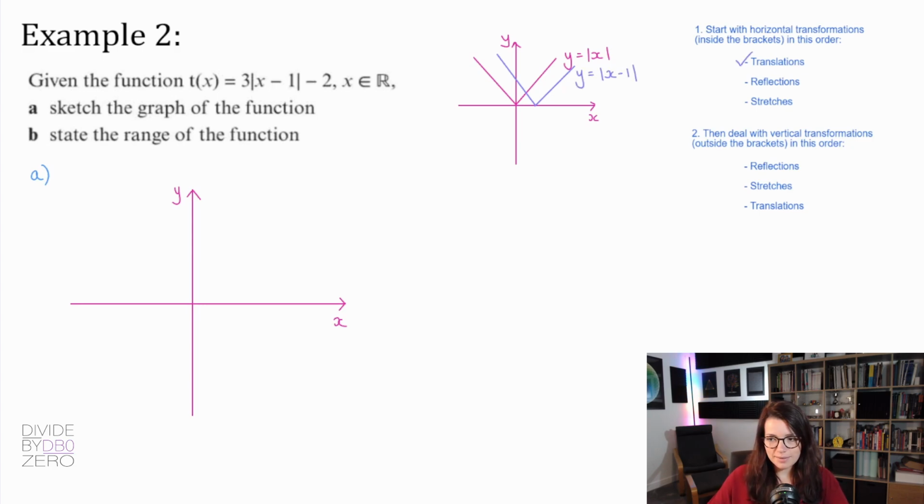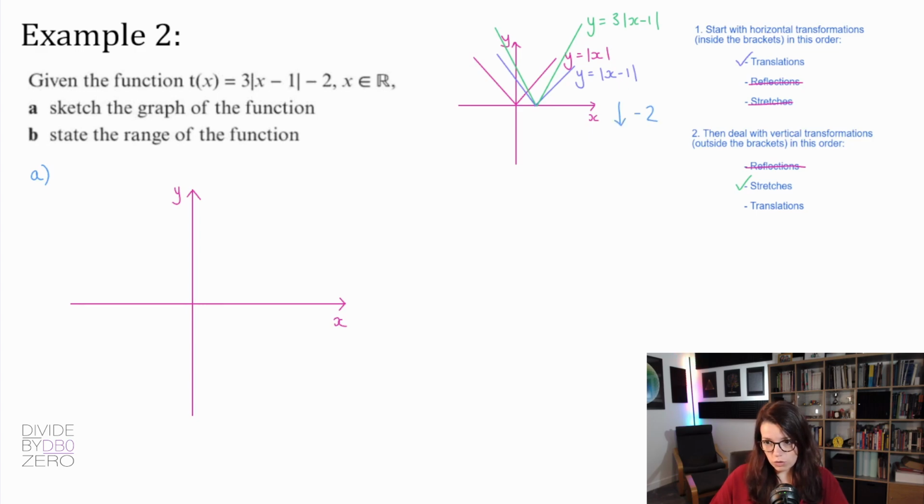So that deals with that. We don't have any horizontal reflections or stretches. If we then move down here, we don't have any vertical reflections either. We do, however, have a vertical stretch with the 3. So that's going to cause the graph to stretch in the y direction by a scale factor of 3. And then finally, we do have a vertical translation. So the -2 on the end means we want to move that green graph down by 2.